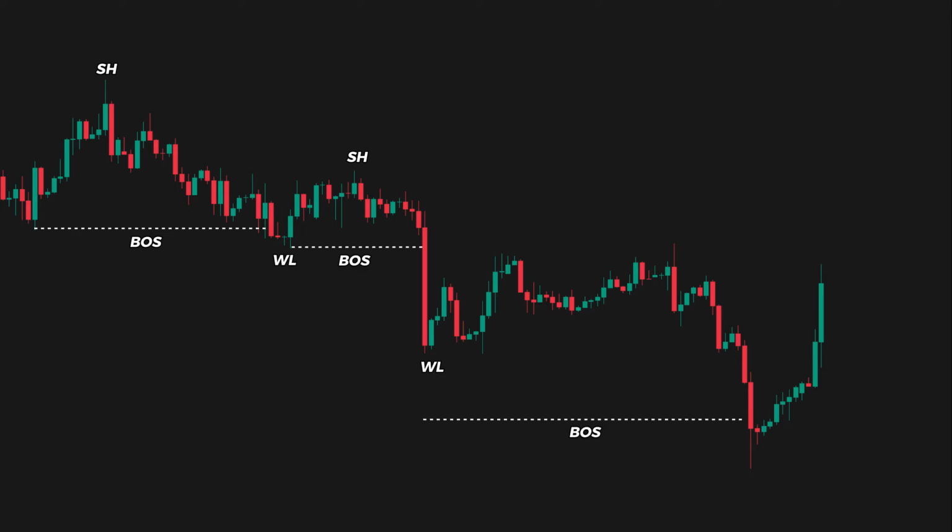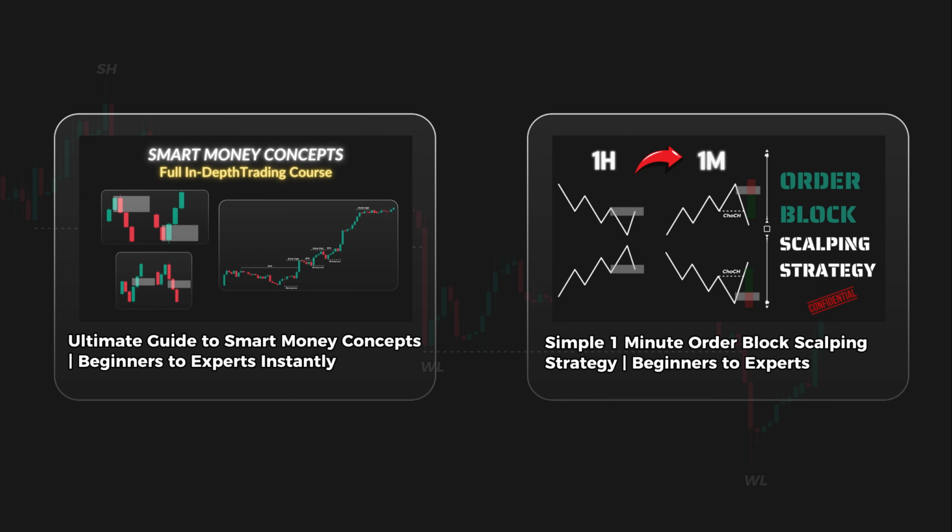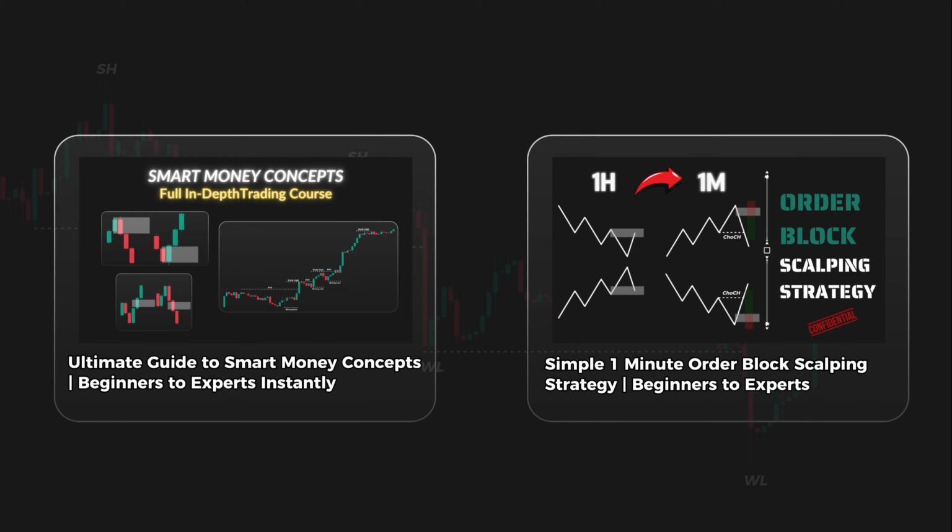If you are unsure how to identify strong structural points, be sure to check out the recommended videos, which will provide a detailed explanation. You can find the links to these resources in the comment section below. Understanding structural points is crucial as they serve as key reference areas where price action reacts.